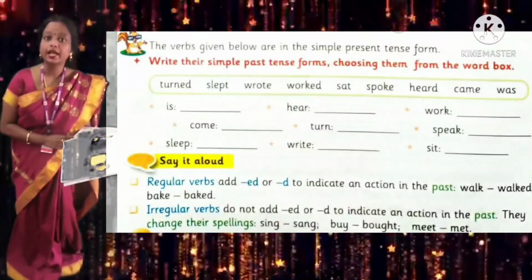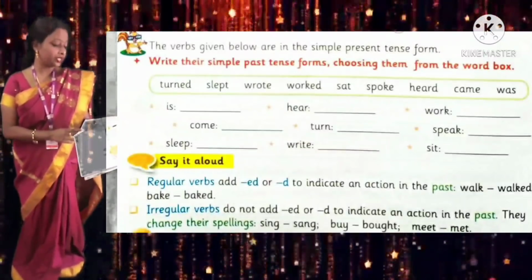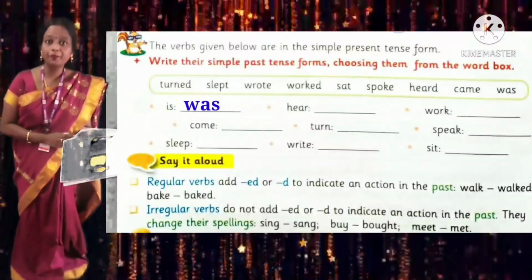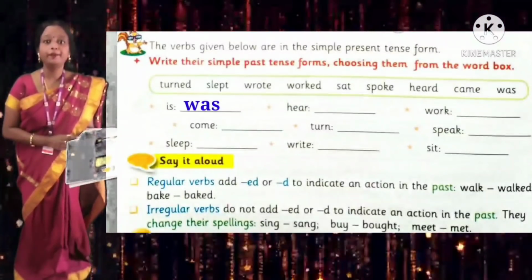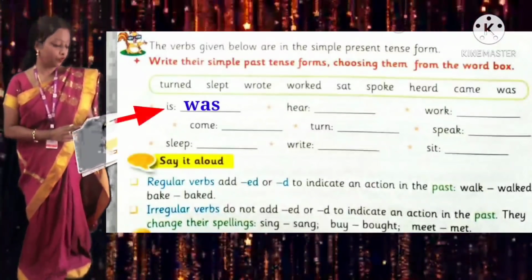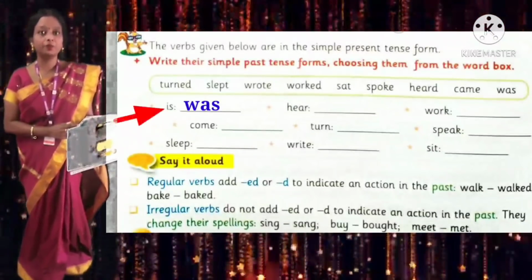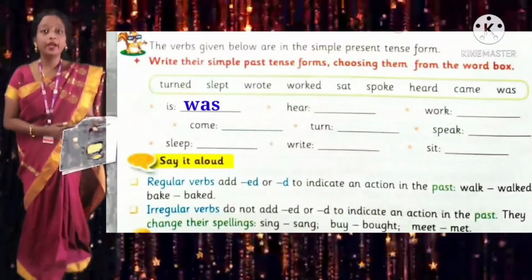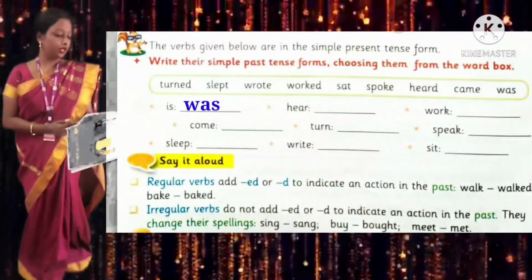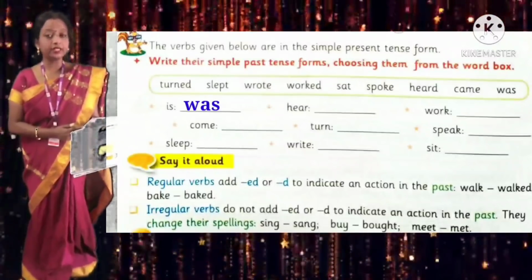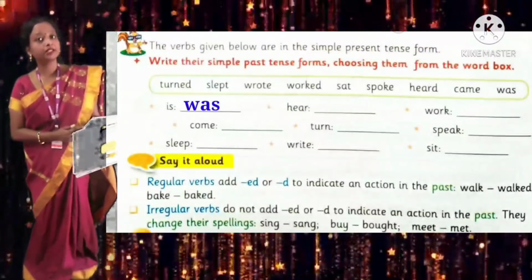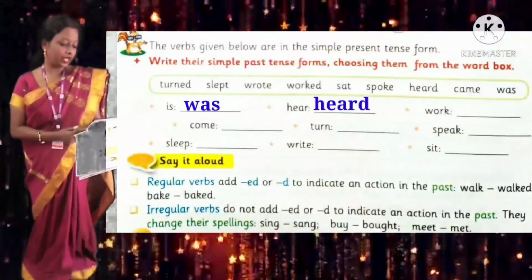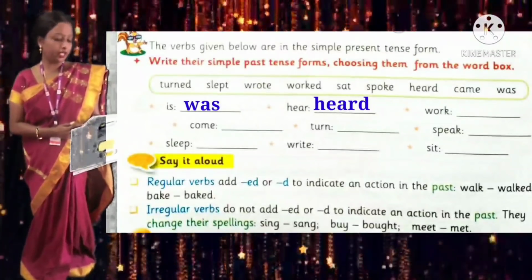First word is I-S, is. Simple past tense will be was, children. W-A-S. Was. For is, our simple past tense will be was. Next word here. Our simple present tense here is hear. But our simple past tense we will write from the box, heard. H-E-A-R-D. Heard.